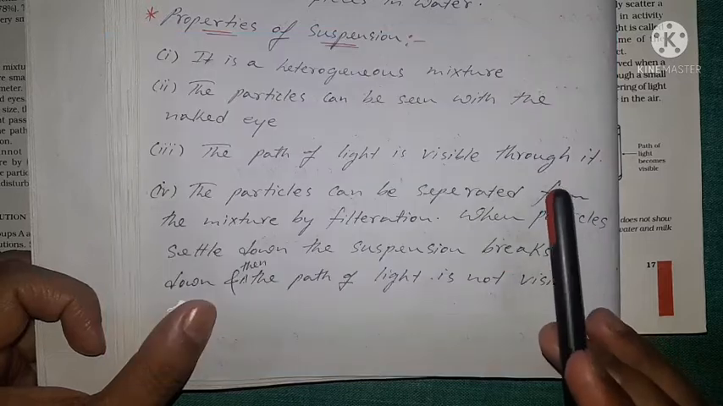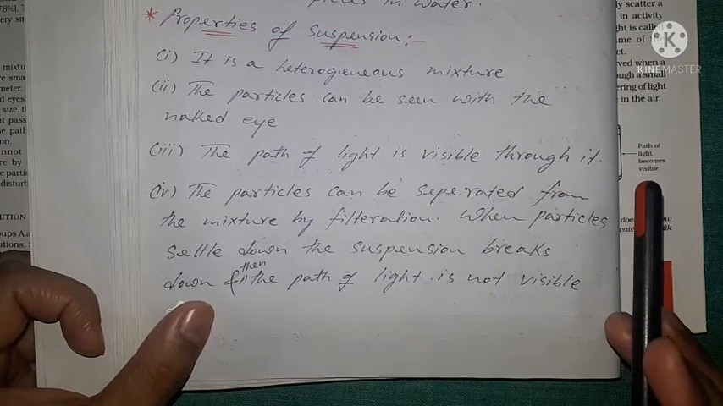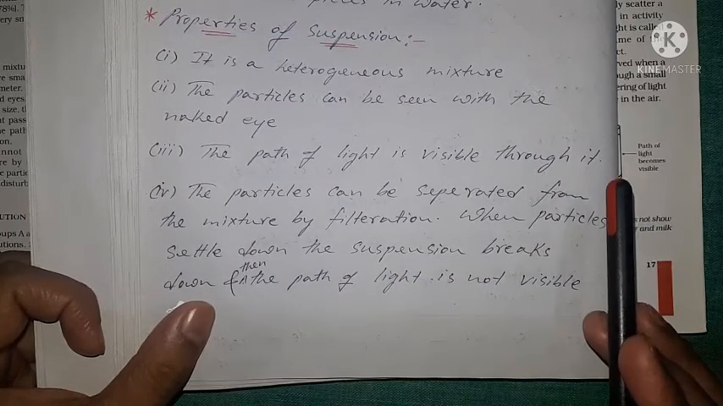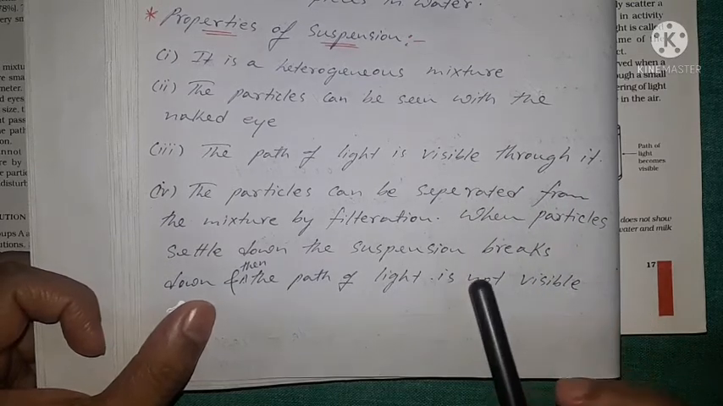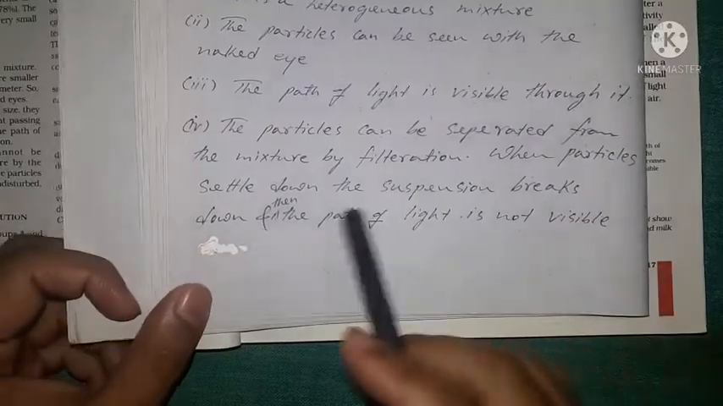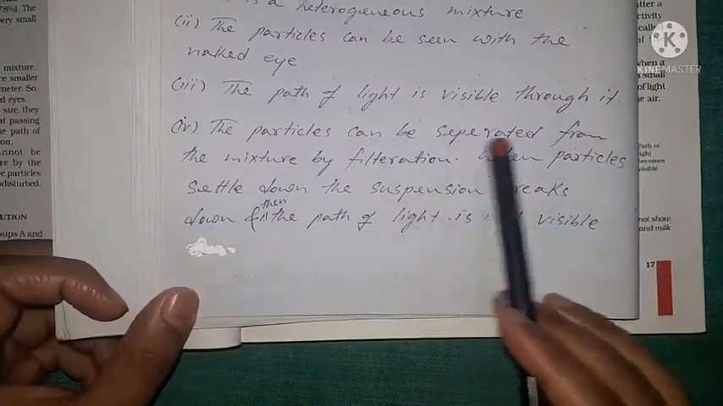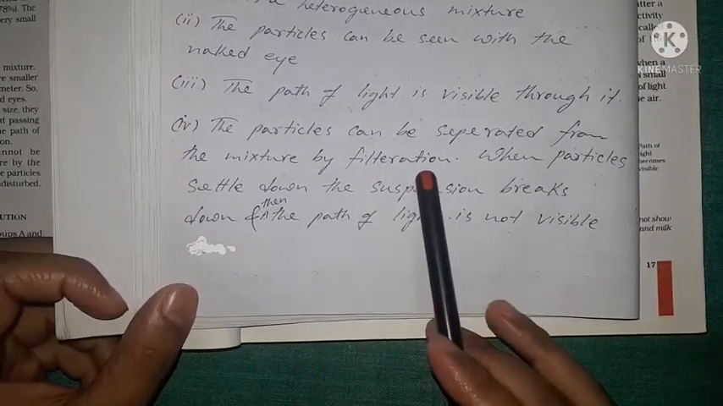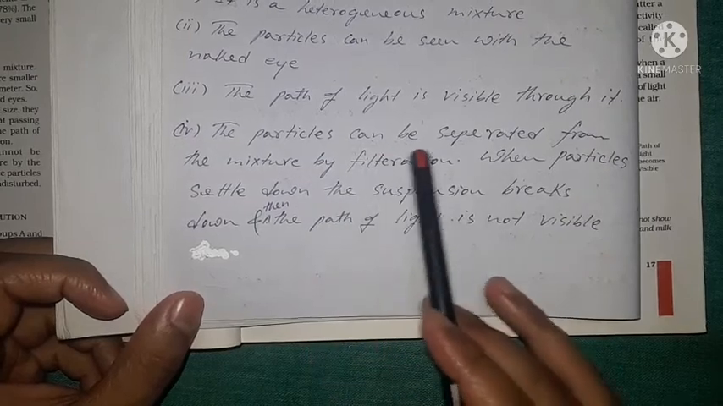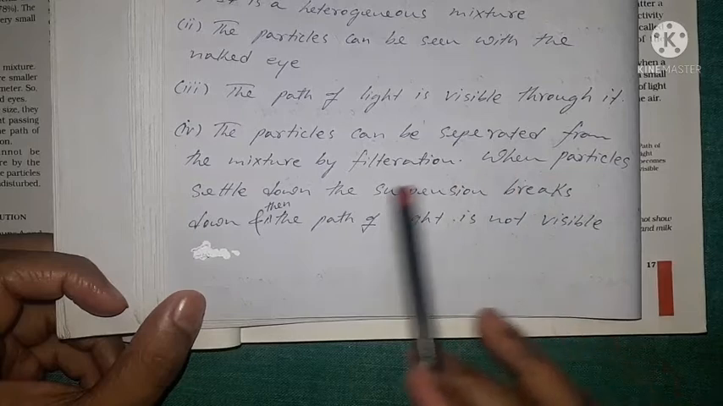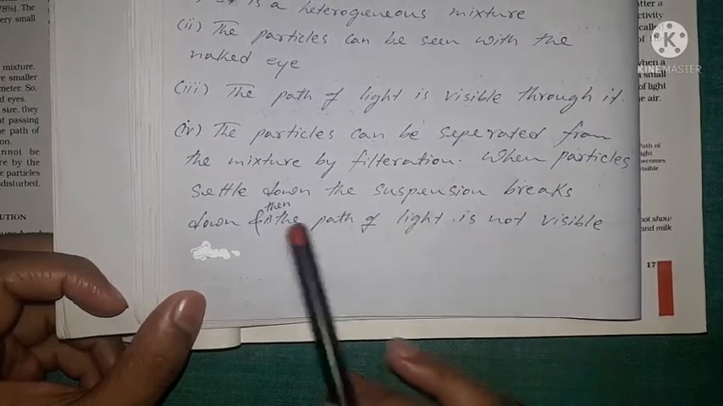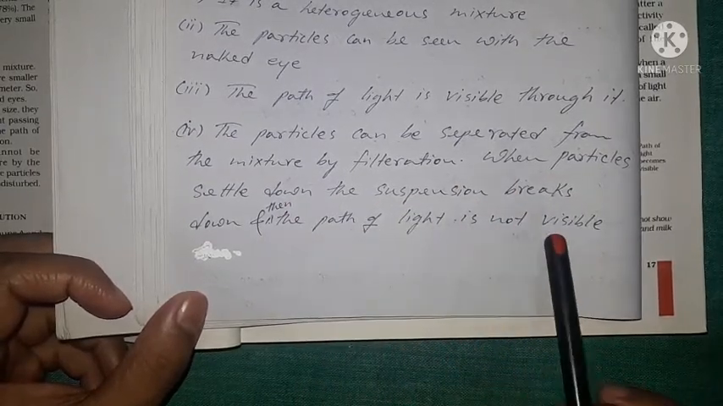That means in suspension and in colloidal solution, the beam of light is scattered, so therefore the path of light is visible. Point number 4: the particles can be separated from the mixture by filtration. So we can separate the particles by the process of filtration, and when the particles settle down, the suspension breaks down and the path of the light is not visible.